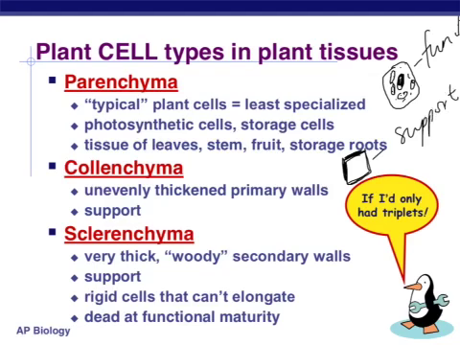The last kind are called sclerenchyma, and these are found only in secondary walls, and they're very thick and very woody. So really, really thick walled. And right away, just based on what they look like, you can tell that these guys are all about rigid support. Now, these cells don't really elongate. They stay fairly short and boxy, and they're actually dead when they're at their functional maturity. There's nothing on the inside because they are all about support.